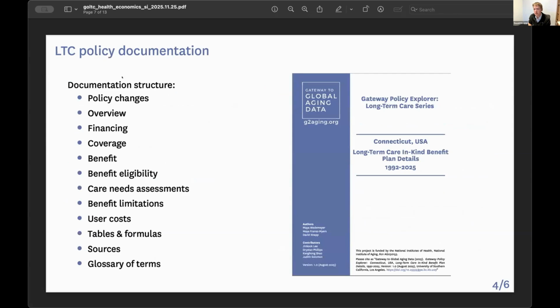Things that we cover in our policy documents are policy changes, financing, an overview of the system, but also coverage, and benefit eligibility distinct from coverage. We also cover the care needs assessments that are used across time and across countries, as well as limitations on benefits and user costs. And we try to provide users the tables and formulas to determine eligibility for benefits and what type of benefits they would be eligible to receive.